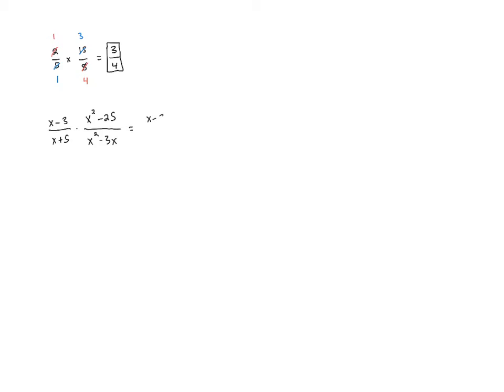Now, x minus 3 and x plus 5 do not factor. However, the other polynomials do. X squared minus 25 is a difference of squares. We can factor that as x plus 5 times x minus 5. And x squared minus 3x has a GCF that can be pulled out. We can pull out the x, and that gives us leftovers, x minus 3.